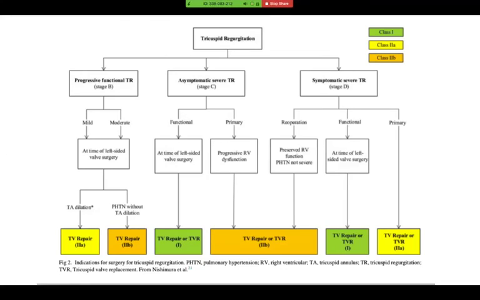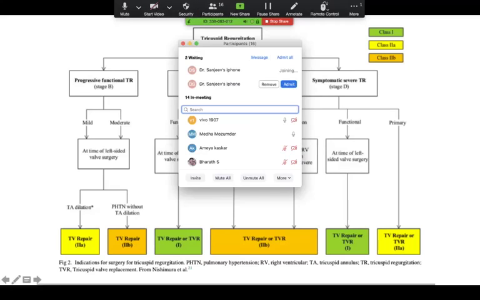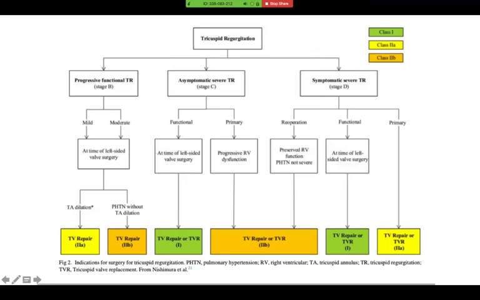And coming to symptomatic severe TR, if the patient has functional severe TR along with left-sided surgery, they'll have to have TV repair. If it is primary, they should have TV repair, but the class will change. It will be a class 2A indication. If they come for reoperation with symptomatic severe TR, and they have preserved RV function and the pulmonary hypertension is not severe, then they will go for TV repair or replacement. That is a class 2B indication.